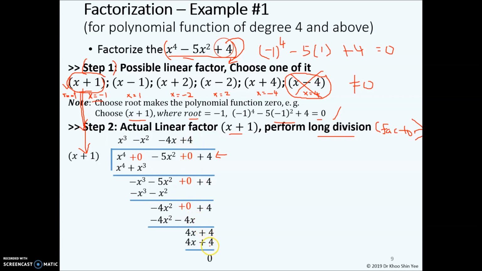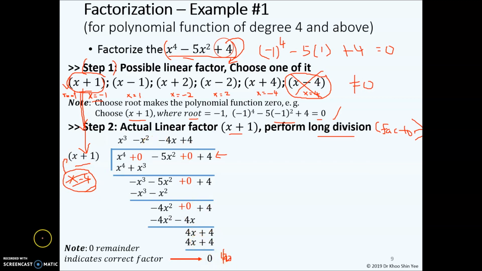continue this approach, and you will get the remainder to be 0. So it indicates that you obtained the correct factor. If you get something not equal to 0 here, then it means that this linear factor is not correct. For example, if you put x minus 4 and continue, you shouldn't get this equal to 0. So in this case, you know that this factor is not correct, and you have to move on and find a correct one with remainder equal to 0, like this case.